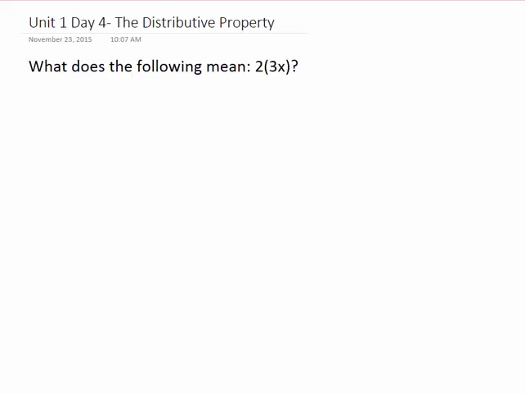I want to show you guys that there is actually an easier way that we can write this. We can write this in simpler form by multiplying the 2 times the 3x. And we do this by multiplying the 2 times the 3. So we can actually write this in simpler form, which is 6x.